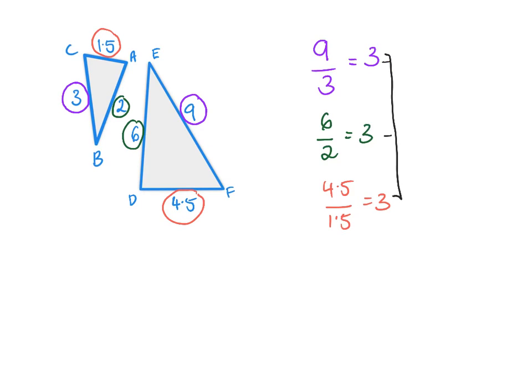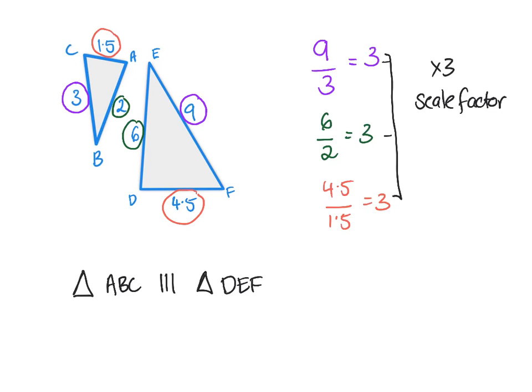So this first triangle, every side was enlarged by 3. So that is the scale factor. So you can say that these triangles are similar. So we say triangle ABC is similar, which is this symbol here, to triangle DEF. And why is it? Because all the sides were enlarged by the same scale factor. So you can say SSS.